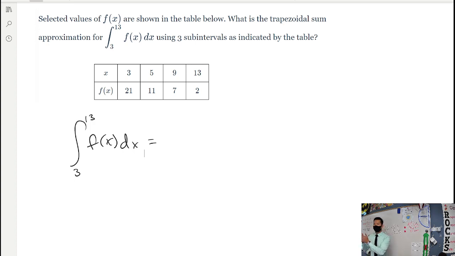What'd you get for the first trapezoid? 21 plus 11. No, give me the number. Oh, do it like that. 32. The second one. 36. Last one. 16. Check the last one.